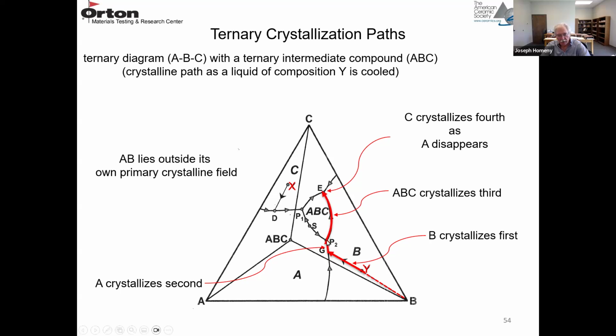So we're at P2. We follow this curve towards E. So ABC now starts to crystallize. And then we reach the eutectic E, and C crystallizes as the 4th phase crystallizing out. But as we travel along this path, we're no longer in this phase field A, so A disappears. So B crystallizes out first, A crystallizes out second, then ABC starts to crystallize. Finally, C crystallizes last, and then A is disappearing.